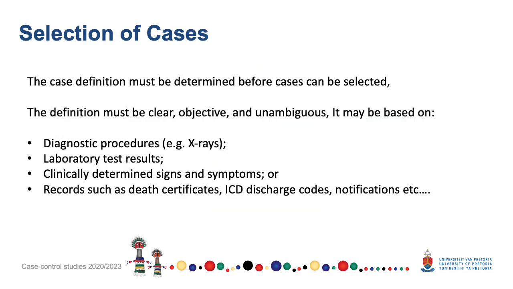Let's turn now to the selection of cases, because that's where your case control study starts. You start with a group of cases, then you acquire some controls, and then you do your data collection and so on. So the case definition for the case must be determined before you can select the cases. You don't want some sort of ad hoc unscientific process. The definition must be clear, objective, and unambiguous.